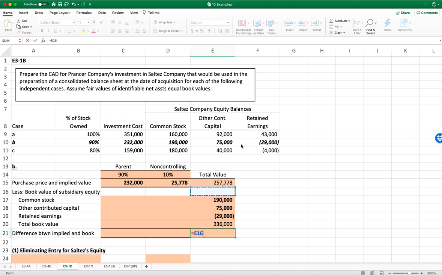So we're going to compare our implied value, or our fair value of the entity, minus our book value of the entity, and we get a difference between implied and book of $21,778. So essentially, we were willing to pay more than the book value by $21,778. Now that could be because the entity's net identifiable assets have fair values higher than their book values, or it could be because of goodwill, or both. In this case, they told us that the fair values are equal to their book values. So that takes away the fair value option. So this is going to end up being goodwill.